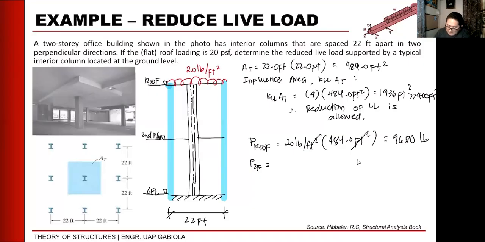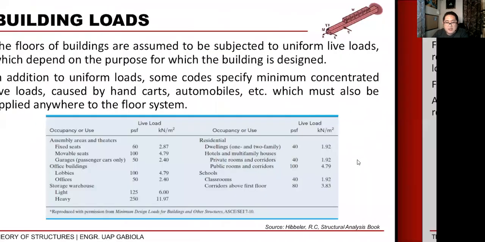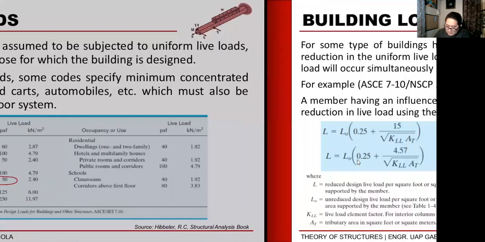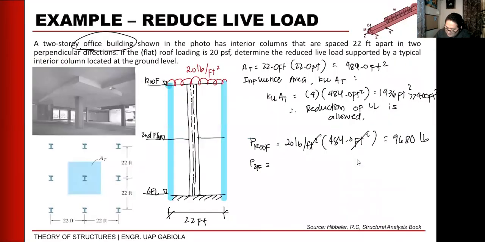So, mapapansin natin, di ba sabi, office building tayo. Okay? And then tingnan natin yung table. Ano yung makikita natin doon sa table kanina? Occupancy or use. Ang gamit natin is for office building. Okay? And office tayo. Okay? So, nakalagay dito is 50. So, ito yung gagamitin natin. 50 PSF. Okay? 50 PSF siya. Ito yung unreduced pa.